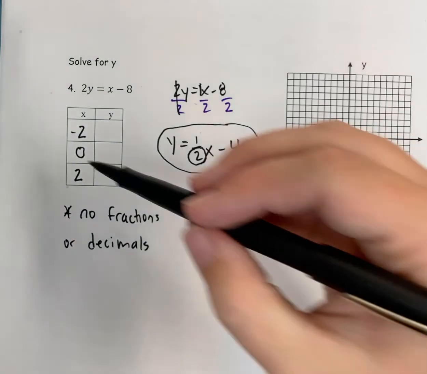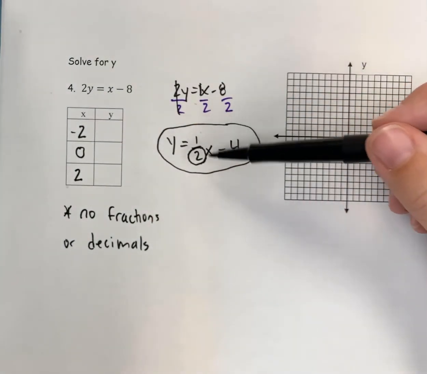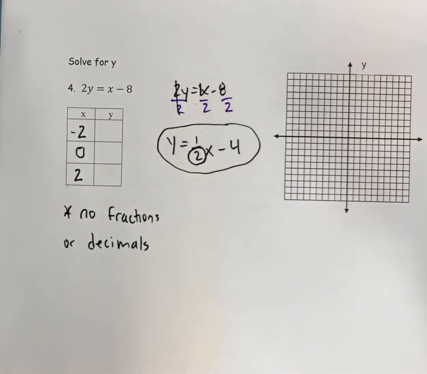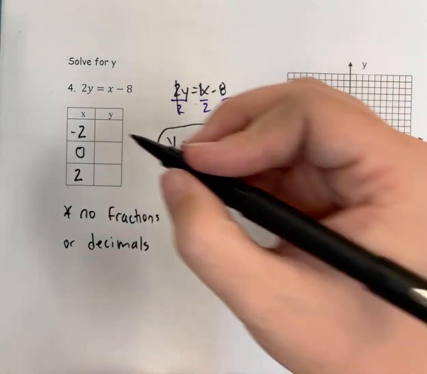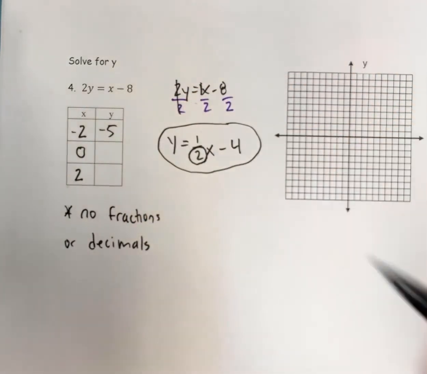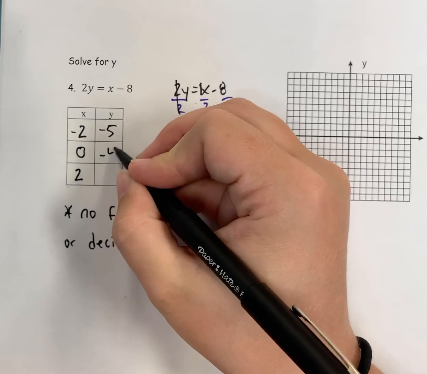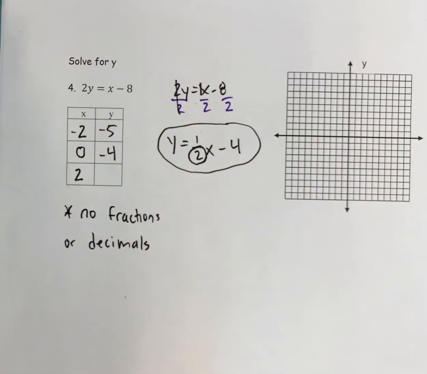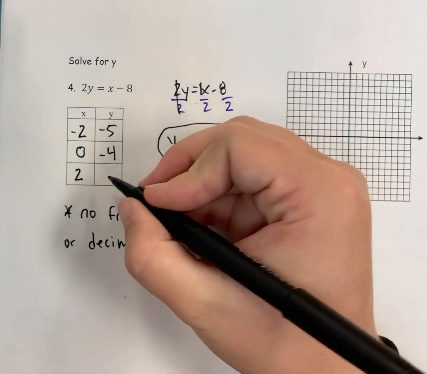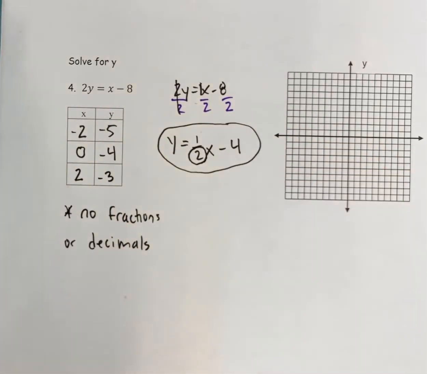So now if we plug -2 in, 1/2 times -2 is -1, minus 4 gives you -5, which is a whole number. 1/2 times 0 is just 0, minus 4 gives you -4. 1/2 times 2 is 1, and 1 minus 4 is -3.